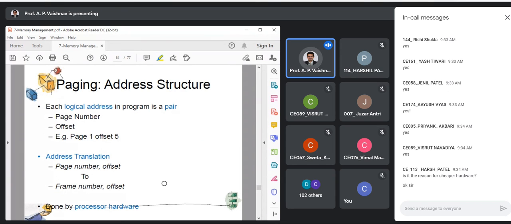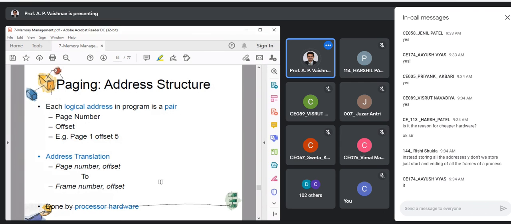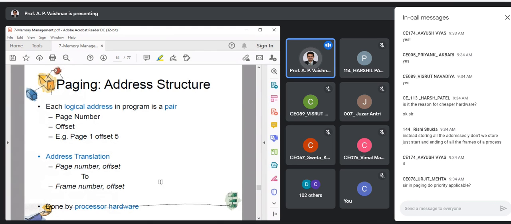Now we are going to the example side. So let us discuss the concept first before we solve some examples. Instead of storing all addresses, why don't we store the start and end of all frames? Yes, but we require every individual page's starting and ending location. That's why we need to maintain everything. Because we are going to divide the process into, let us say, 4 pages. So I should know where my first page is beginning, where my first page is ending, and where my second page is beginning. It is possible that the first page might be loaded in some other location and the second page might be loaded at the back end. So that is why you have to maintain every page and its starting and ending.